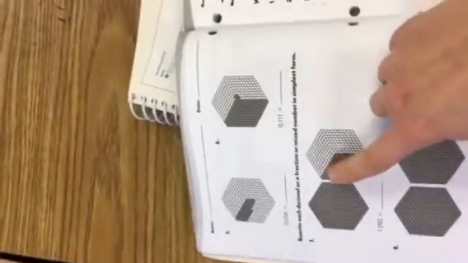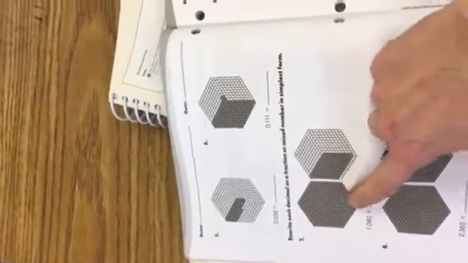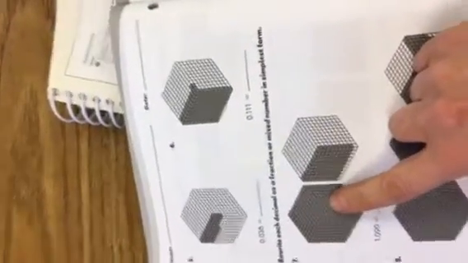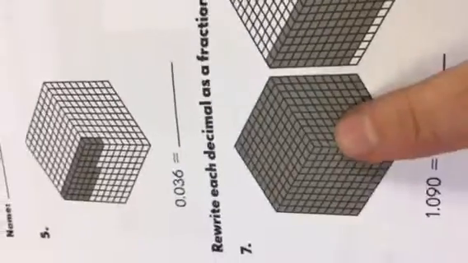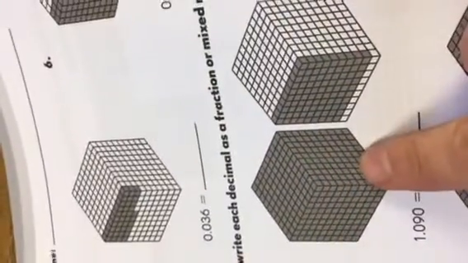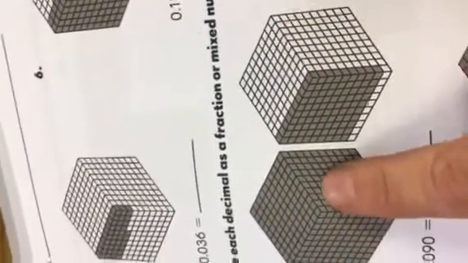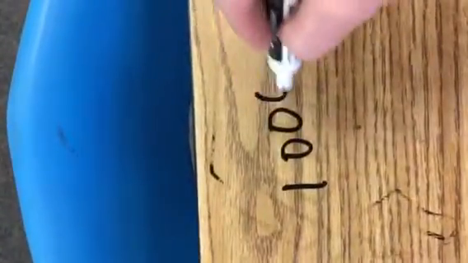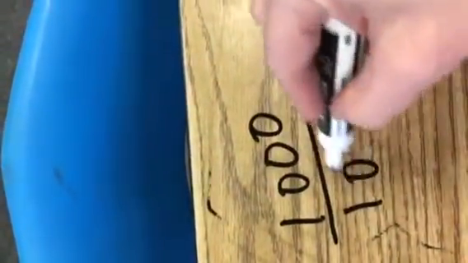Okay, we spent a lot of time in class today on this, and if we take notice, this is a cube, and today you guys told me that this cube, when all colored in, means that 1,000 units are colored out of 1,000 total. And to write that, that would look something like this as a fraction. 1,000 are colored out of 1,000.